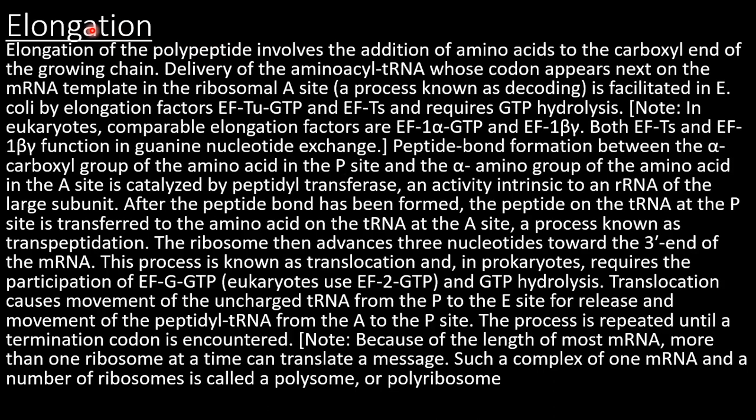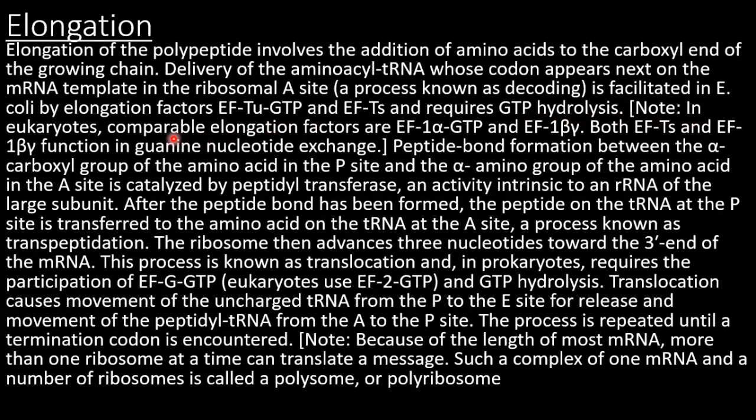Now, that was initiation. Elongation. Now, the elongation of the polypeptide involves the addition of amino acids to the carboxyl end of the growing chain. Now, delivery of the aminoacyl transfer RNA whose codon appears on the messenger RNA template in the ribosomal A site, a process known as decoding, is facilitated in prokaryotes by the elongation factor Tu, which is linked to GTP, and the elongation factor Ts, and it requires GTP hydrolysis.